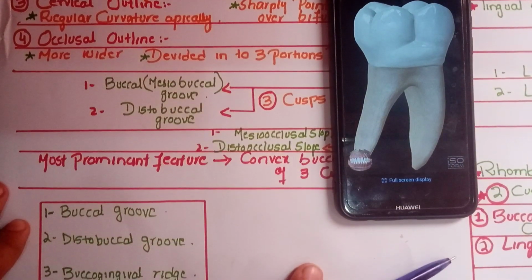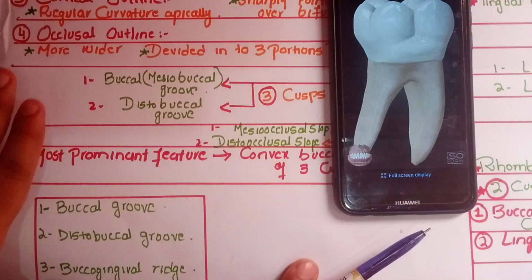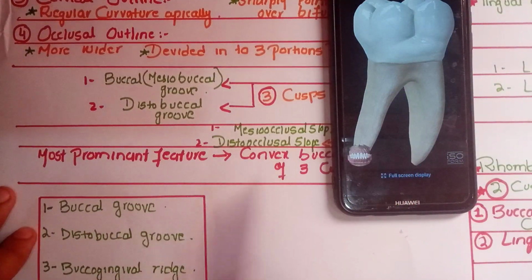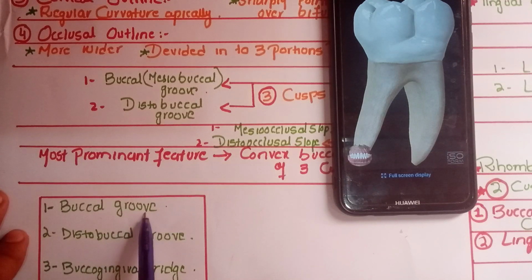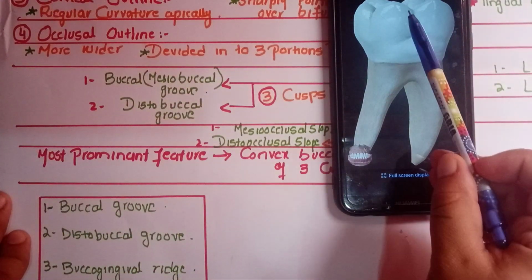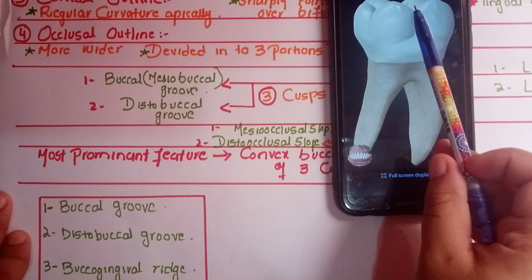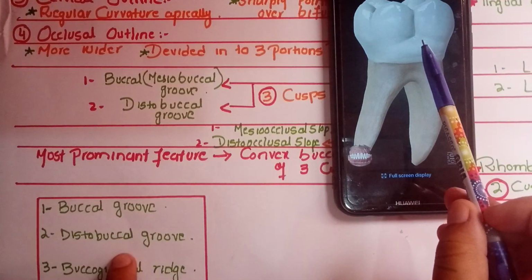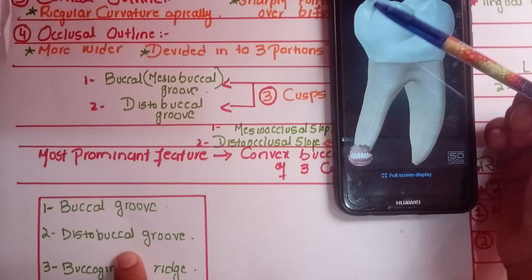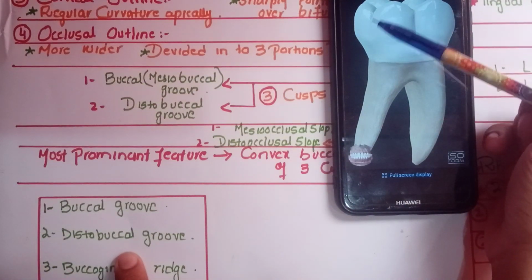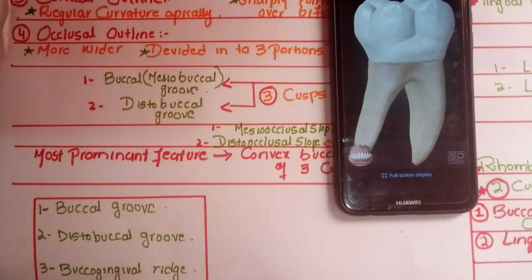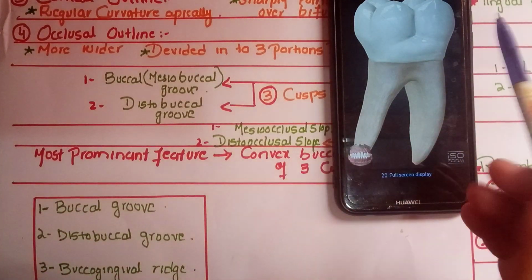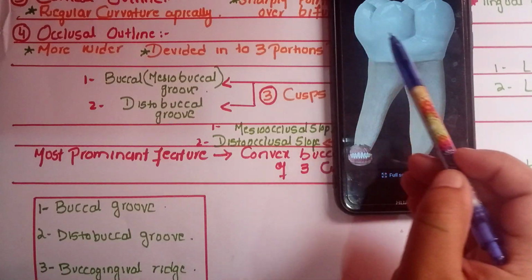At the end of the discussion of the buccal aspect of the mandibular first molar, you should know about the buccal groove. Here is the buccal groove, which is also known as the mesiobuccal groove. Here is the distobuccal groove, and the third one is the buccogingival ridges. So these are the three buccogingival ridges.